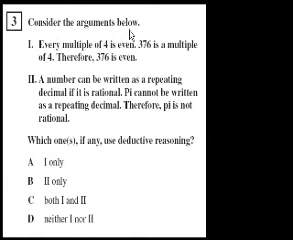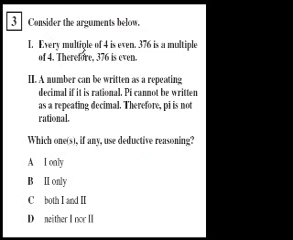Okay. Consider the arguments below. Every multiple of 4 is even. 376 is a multiple of 4. Therefore, 376 is even. Fair enough. A number can be written as a repeating decimal if it is rational. Pi cannot be written as a repeating decimal. Therefore, pi is not rational. Which ones, if any, use deductive reasoning?